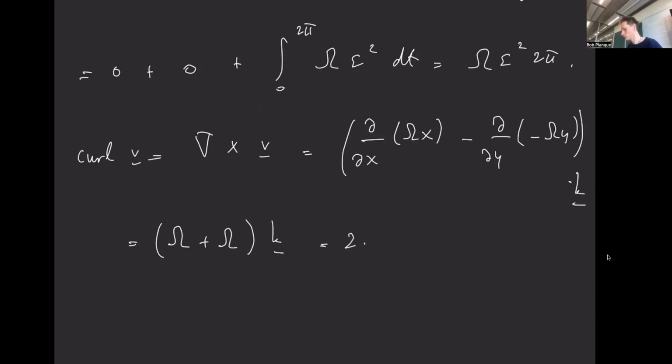So this is twice the angular velocity around this vector. And this vector field is for rotation in the xy plane. Omega is the angular velocity, and apparently the curl gives me twice the angular velocity as measured around this z direction, perpendicular to the xy plane.